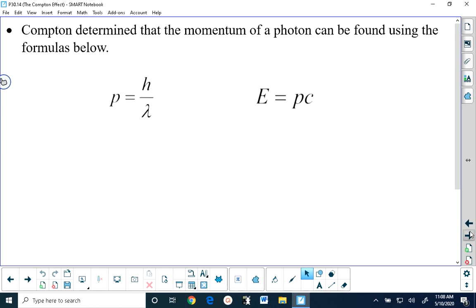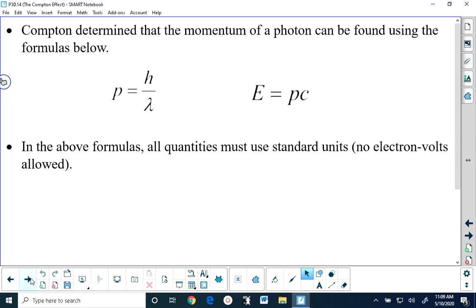Compton discovered that there's two ways that you could calculate the momentum of a photon. One is to take Planck's constant and divide by the wavelength of the electromagnetic radiation that the photon is part of. And the other is a relationship between energy, momentum, and the speed of light. If you take the energy of a photon and divide by the speed of light, you will get the momentum of the photon.